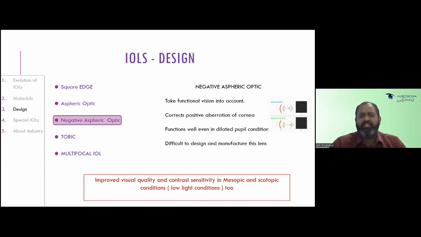These lenses are much more difficult to design, quality check, and process. So you'll find much fewer negative aspheric optic lenses in the market compared to zero aspheric optics.